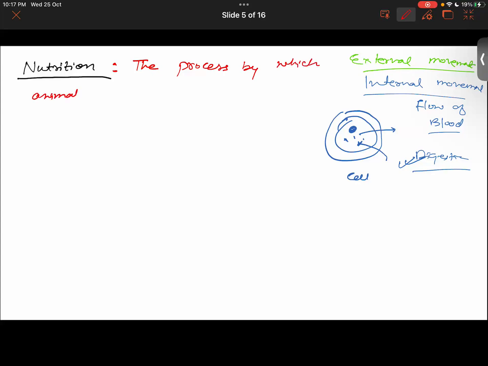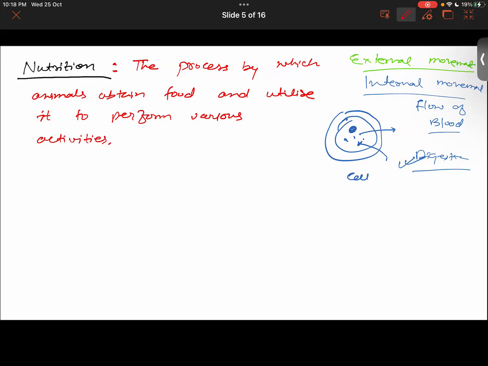So it's simply nutrition को हमने कहा, the process by which animals obtain food and utilize it to perform various activities. What kind of activities? Whether it's a physical activity that we can see, or whether it's the internal activities going in our body. Is that clear?